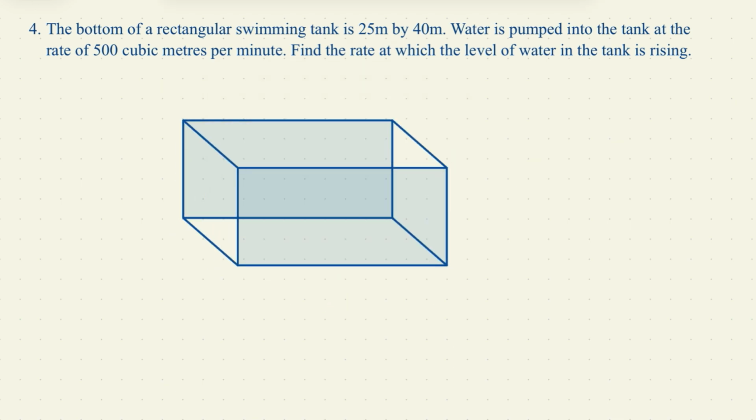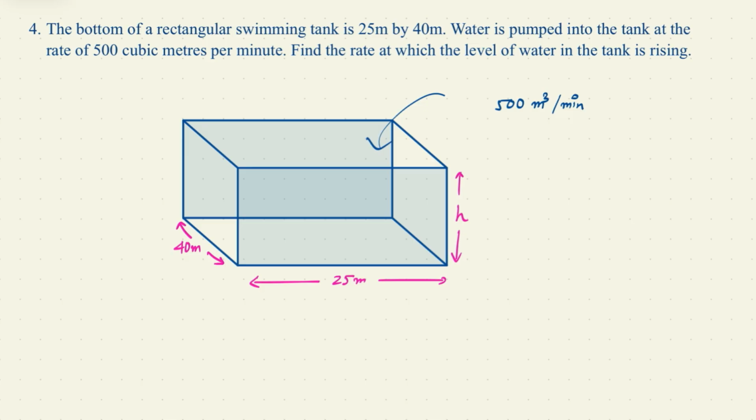So here's the bottom of the rectangular swimming tank. That means the floor of the tank is 25 meter by 40 meters. So here the length is 25 meter and the width of the base, that is breadth, is 40 meter. And let us assume the height of this tank is h. Now they are pouring water in this tank at the rate of 500 meter cube per minute. That means in 1 minute they are putting 500 meter cube of water inside this tank.